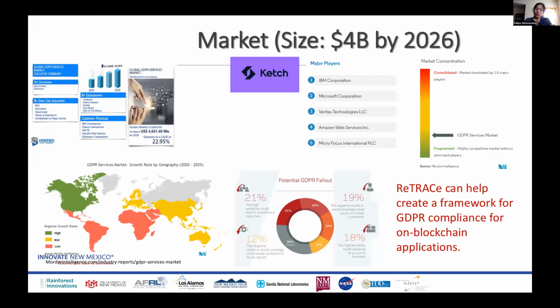It can also help the companies comply with GDPR requests by the user. That is by far the biggest application of ReTRACe, beyond the ones that we just mentioned, like rogue employees posting PII and those kinds of things.